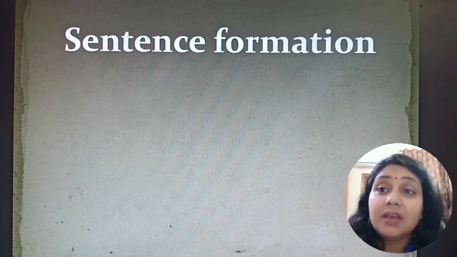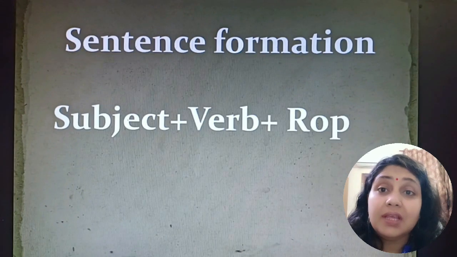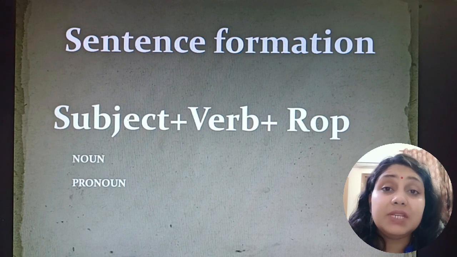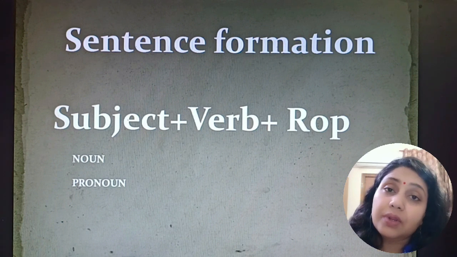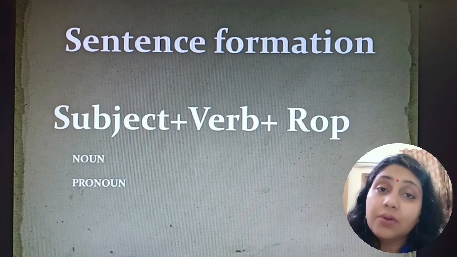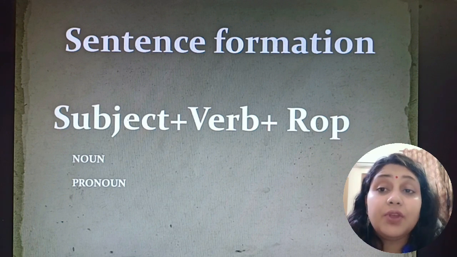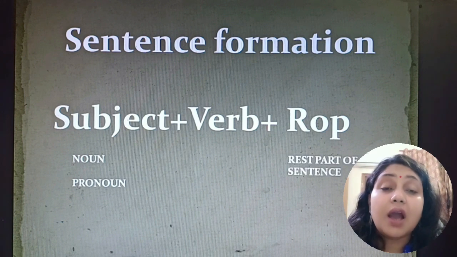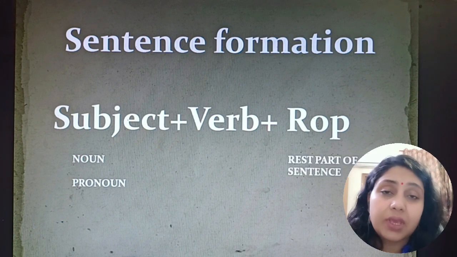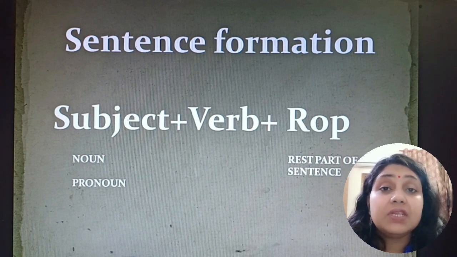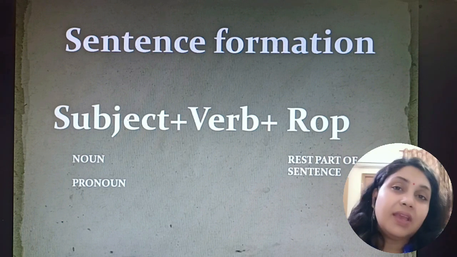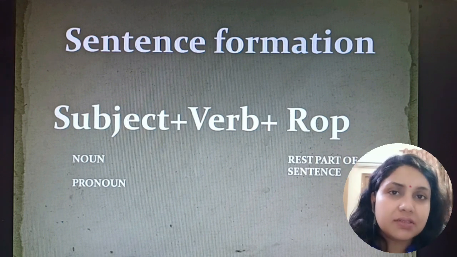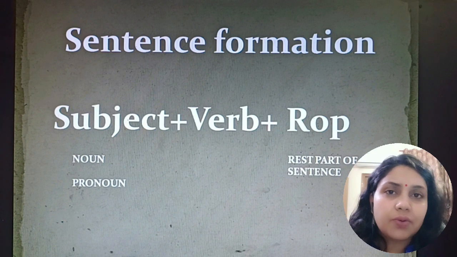Sentence formation. First subject, then verb, then ROP. What do you mean by subject? Subject means noun or pronoun. It could be noun or pronoun. Then we use verb. After subject, we use verb. Then we use ROP. What do you mean by ROP? Rest part of sentence, or we can say rest of part of sentence. It could be preposition, conjunction, article, any other noun, pronoun, etc.